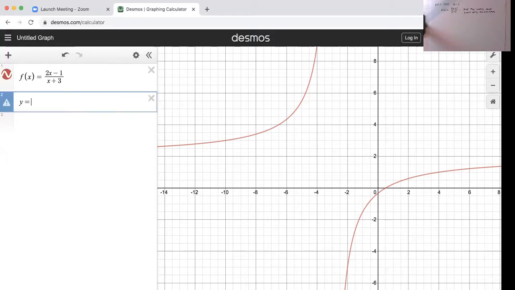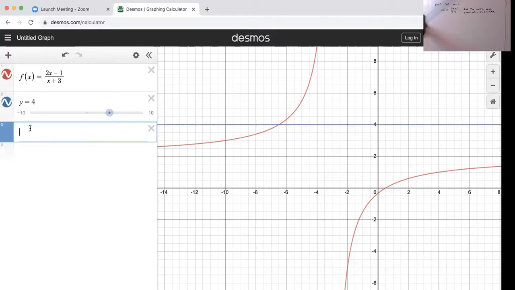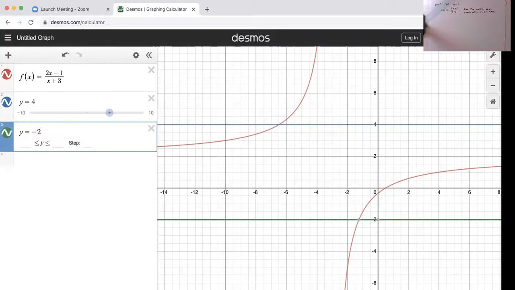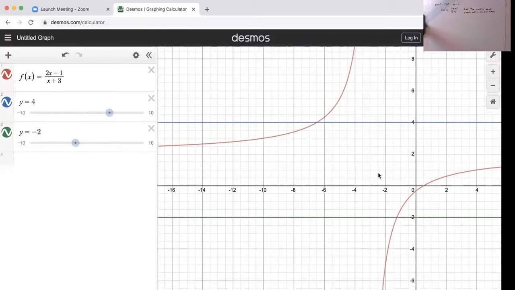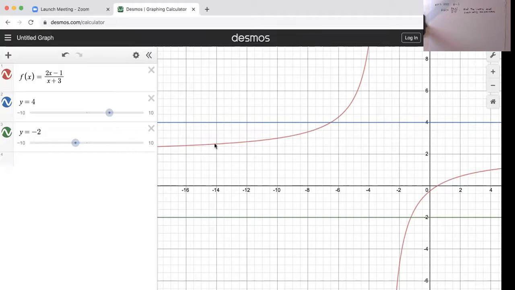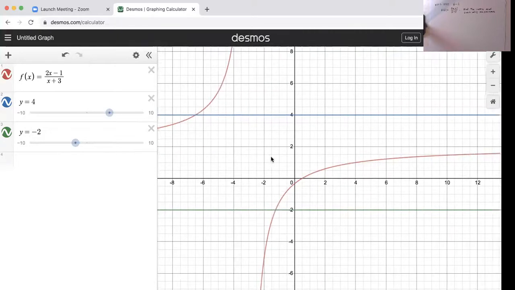And I can draw on a couple horizontal lines. For example, y equals 4. It looks like that hits in one point, right? If I draw in y equals -2, it looks like that one hits only in one point. And the fact of the matter is these are asymptotic. So this is getting virtually horizontal, but it's getting closer and closer to that line y equals 2 without ever actually hitting it. The same thing happens over here.